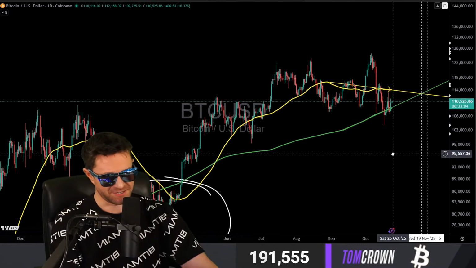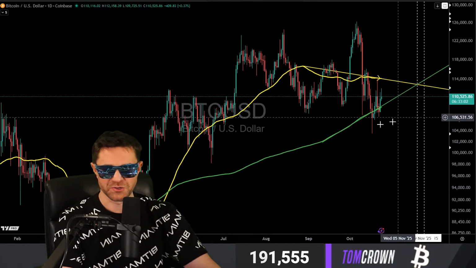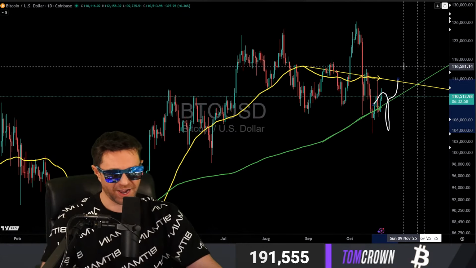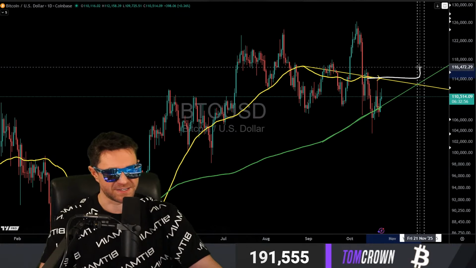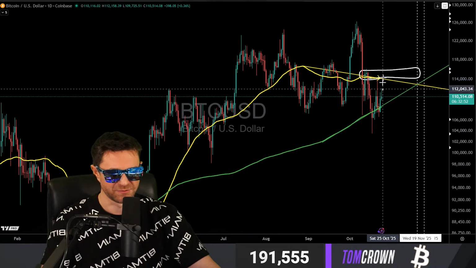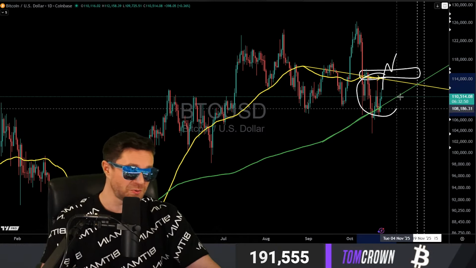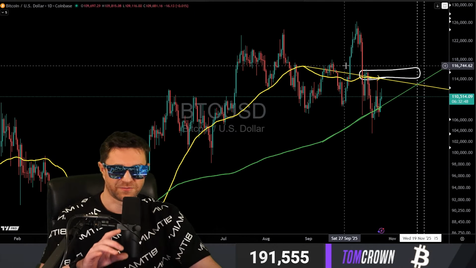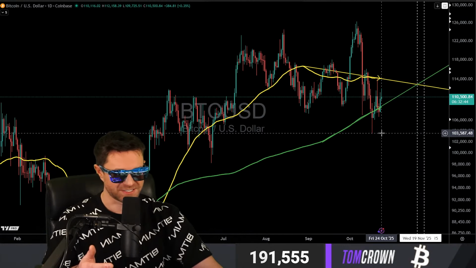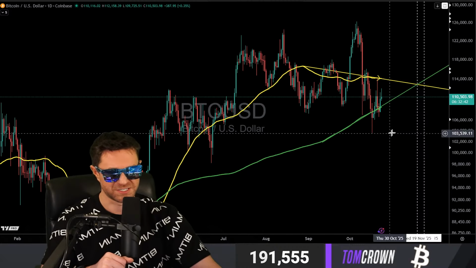My most likely scenario, though, is I think that we do, even if we see brief trading lower, I think that we actually retake this 114, 115 level, trade up here, and I think we avoid this cross for now. You can never avoid them forever. Price is always chasing moving averages, and moving averages are always chasing price.